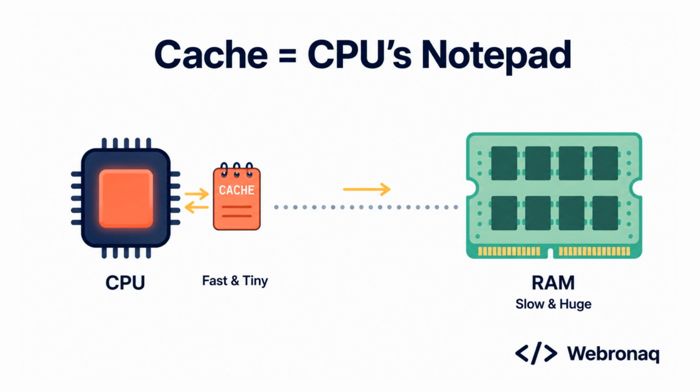When the CPU reads something from RAM, it keeps a copy in the cache. So next time it needs that same piece of data, it doesn't go all the way to RAM, it just grabs it from the notepad instantly. Now, here's the catch. Cache is small, really small. We're talking kilobytes to a few megabytes, while your RAM is in gigabytes. So the CPU has to be smart about what it keeps on the notepad. And to manage that, cache itself is split into layers. Let's look at those next.